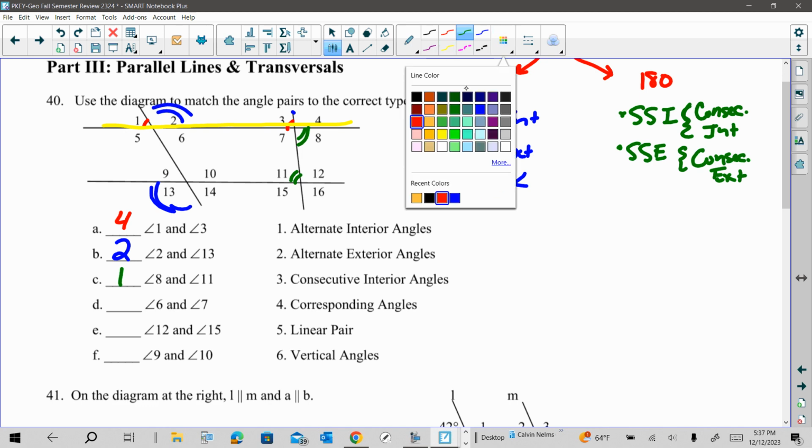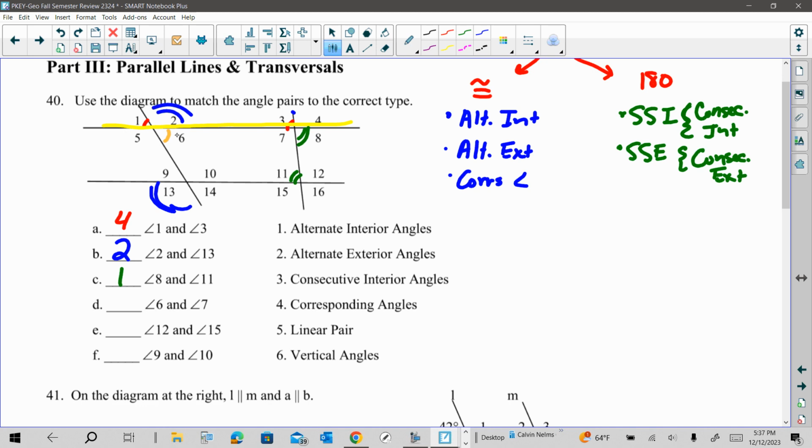All right, then if I'm looking at 6 and 7, they're both underneath the transversal, this yellow line, but they're in between the other two lines. These are same side interior or consecutive interior. So that's 3. And then we're looking at 12 and 15. They are straight across from each other. That's vertical. That's 6. You still got to know those. And then 9 and 10 are on this line right there. They're adjacent. They are the linear pair. So that is 5. Okay, so just know the types. You got to know those types.